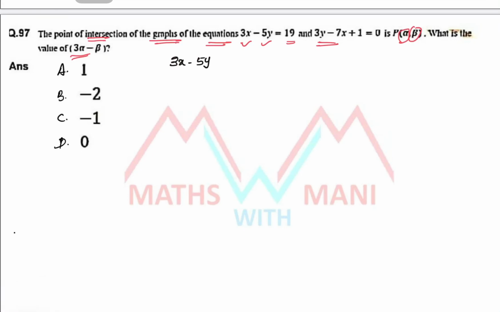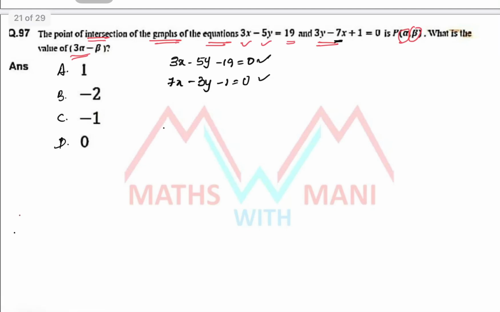3x minus 5y minus 19 equal to 0, and here you have to write down the first coordinate as x. So 7x minus 3y minus 1 equal to 0. Yes. So I already told you in the previous videos how to find out directly the point of intersection between the two lines. How to calculate that?